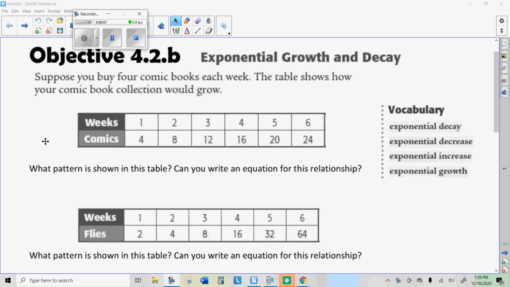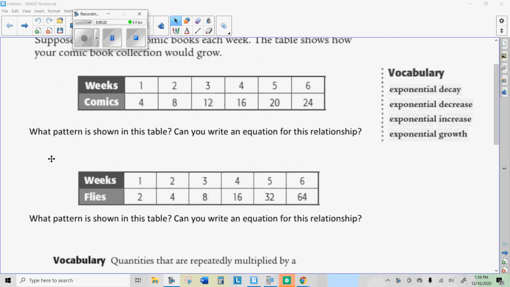This is lesson 4.2b, exponential growth and decay. Today we're going to learn how to write equations for exponential growth and decay. To help us understand how these equations work, go ahead and answer the two questions at top here.